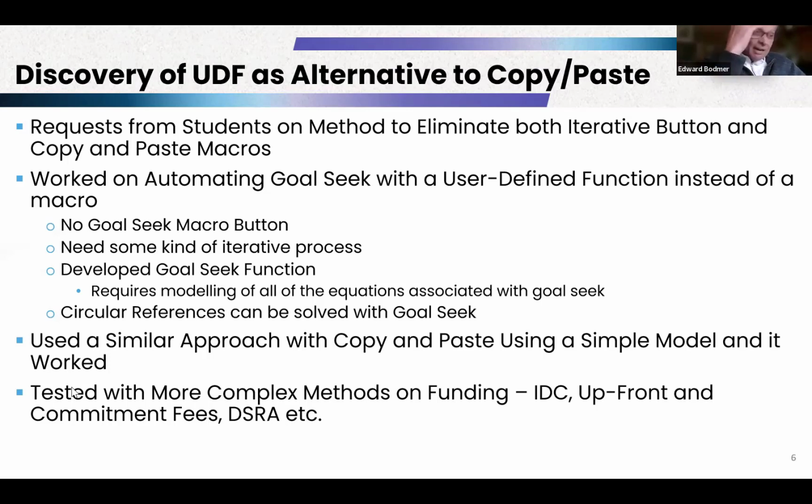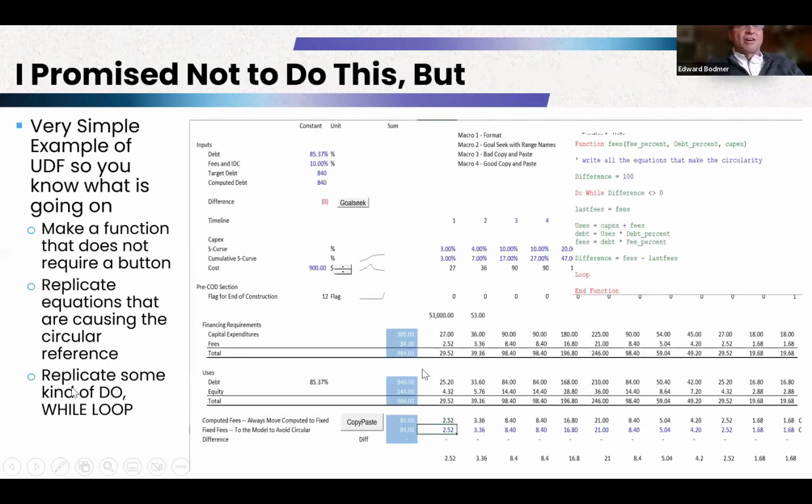Then we figured out you can solve the circular reference with a UDF, with an equation. I didn't want to get into the technical aspects, but in this case, we're just solving for fees. You write a little equation for fees, and you call it a function. That's a user-defined function. And then you need to read in the variables. When you read in the variables, you work through what has caused the circular reference itself.